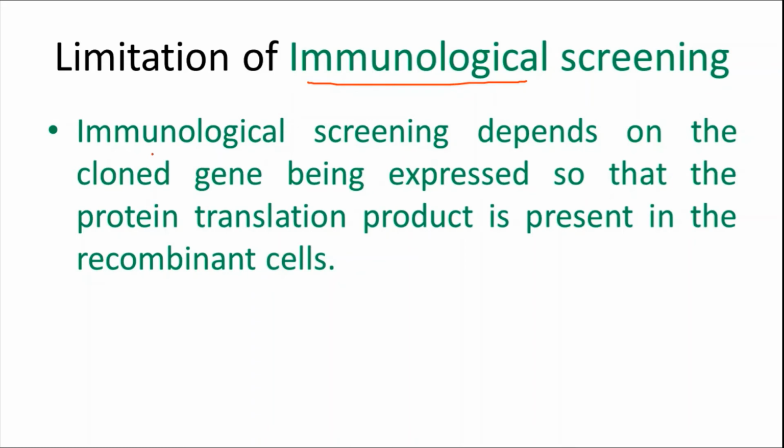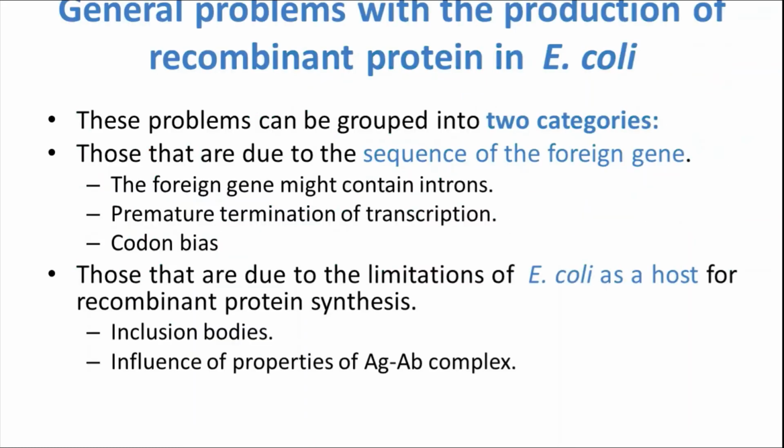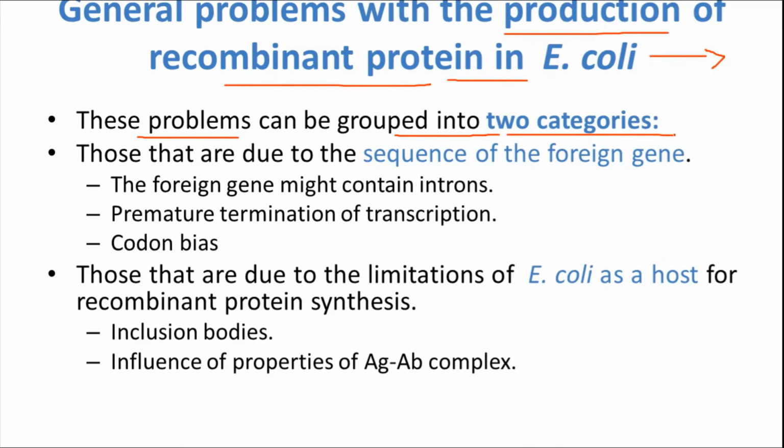Immunological screening depends upon cloned gene expression. Don't worry: only if the protein product is translated in the recombinant cell can we identify the recombinants. Number two problem is the production of recombinant protein in E. coli. Here there are a lot of problems. For example, these problems can be divided into two groups based on category.